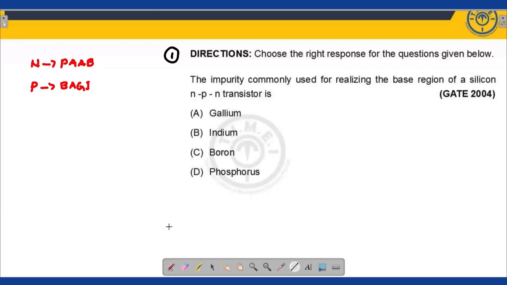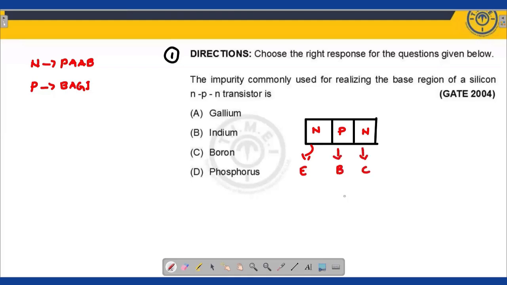Now, pretty important, my dear friends, I am taking an NPN transistor. If I take it, this is N, P, N. This one is the emitter, this one is the base, and this one is the collector.